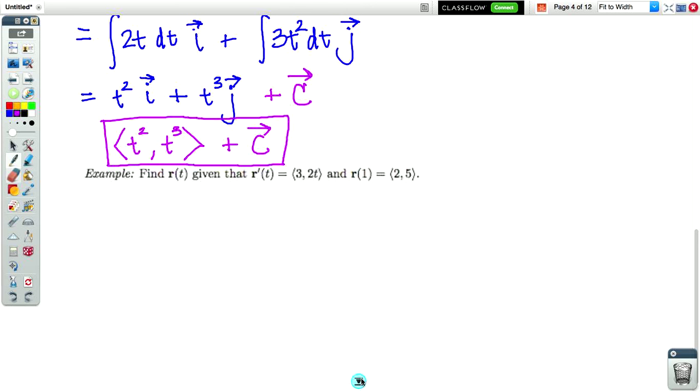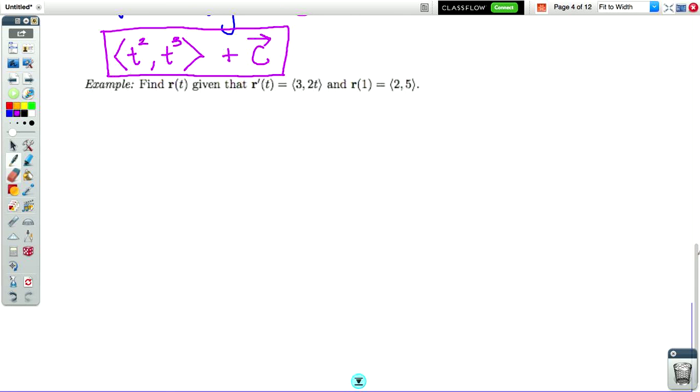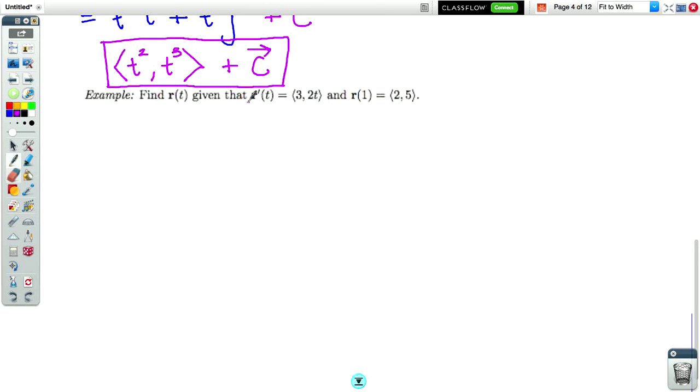So the only way that I can solve for the plus c is if I'm given an initial condition. In this case, this is sort of like a differential equation in vector form. If I'm given the derivative vector and an initial condition, all the rules of single variable calculus still apply. So if I want to get to my original vector and I'm given the derivative, I need to sort of undo differentiation, and I still do that with integration.